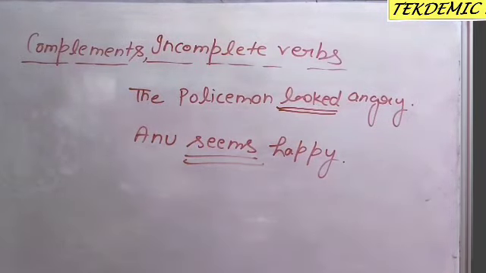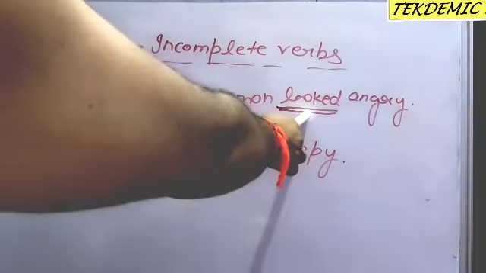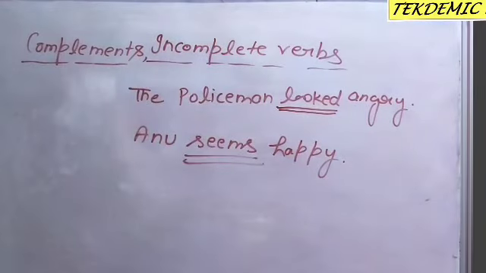Now, don't get confused. These are only words, not objects. So this is the difference between transitive verbs and incomplete verbs. Incomplete verbs require some words to complete their sense, but in the case of transitive verbs, it requires an object.